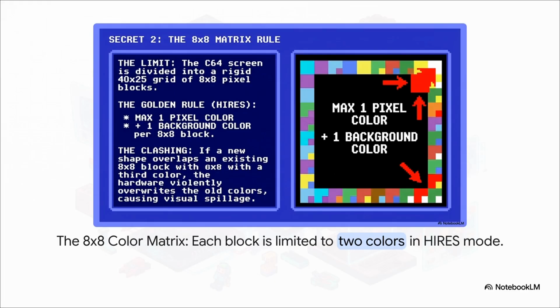Think of it like that. And inside any one of those tiny little blocks, you are only allowed to have 2 colors in high-res mode. One color for the actual pixels you're drawing, and one color for the background. That's it. It was like a coloring book with a very, very strict rule on every single little square.